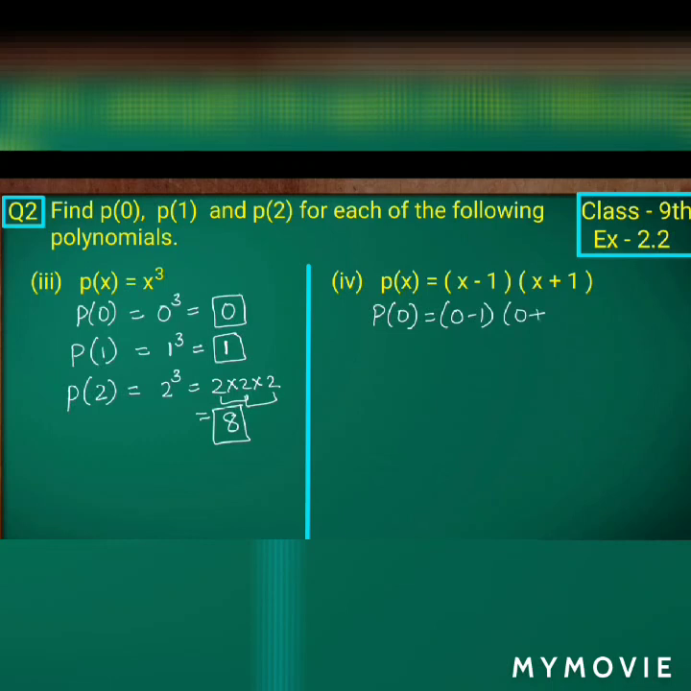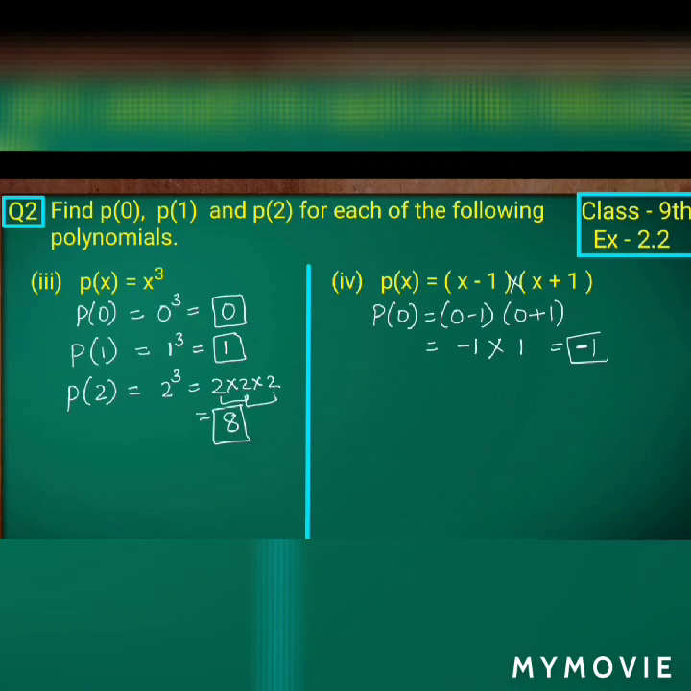So I am just taking the value of x is equal to 0, that is P of 0 is equal to 0 minus 1 into 0 plus 1. 0 minus 1 is what? Minus 1. 0 plus 1 is plus 1. So plus 1 into minus 1 becomes, plus into minus is what? Minus. So 1 into 1 is 1. So we know, right, brackets are nothing but multiplication here. So plus into minus is minus, 1 into 1 is minus 1.